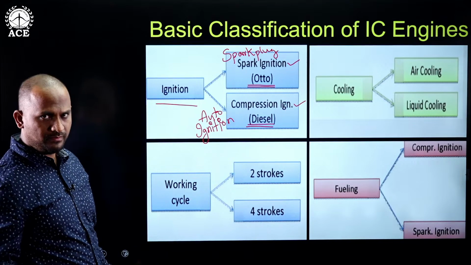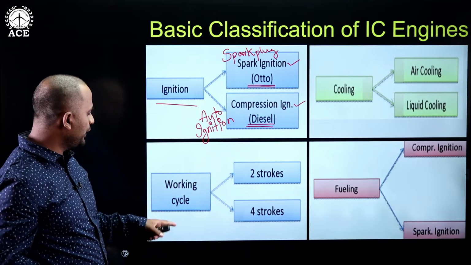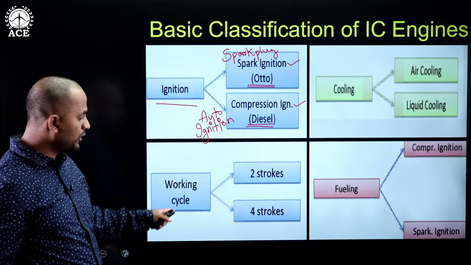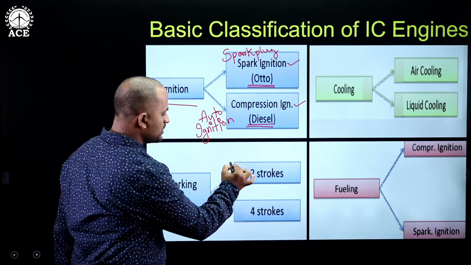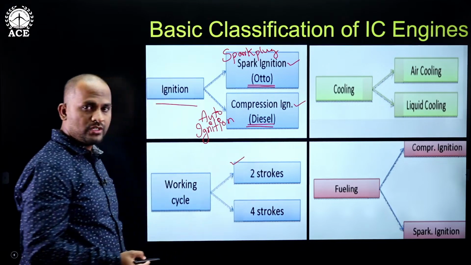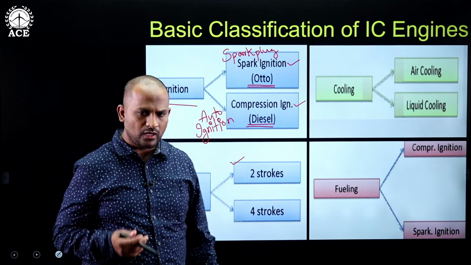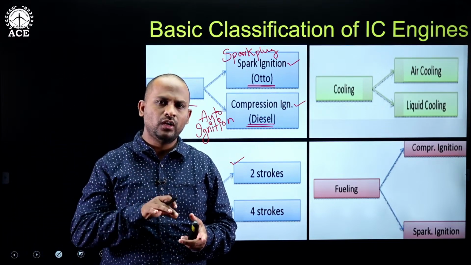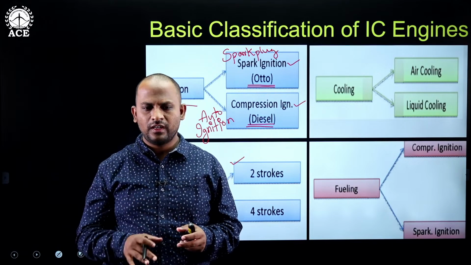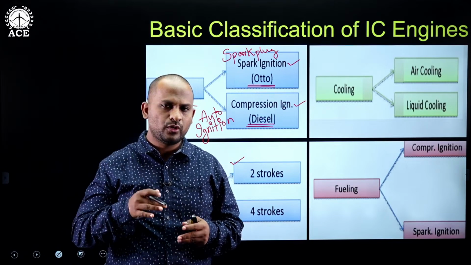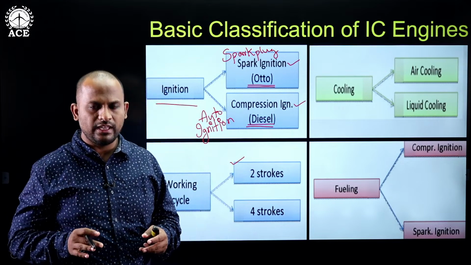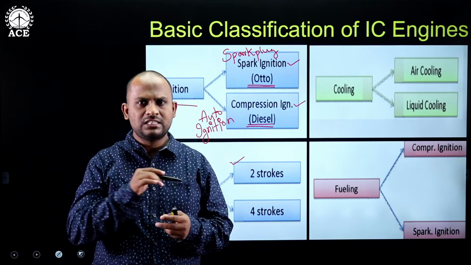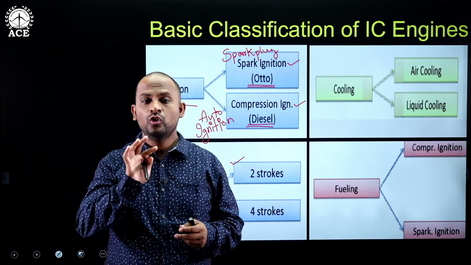The other factor is the working cycle. The first one is the two-stroke engine. What is this two-stroke engine? Our purpose is to convert the fuel into mechanical energy. After that, the gases released because of the combustion have to escape out of the engine. Now all this process completes in two strokes.